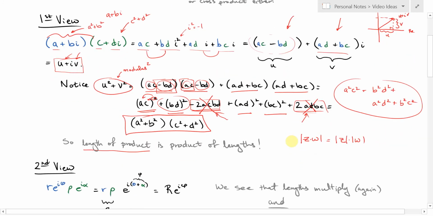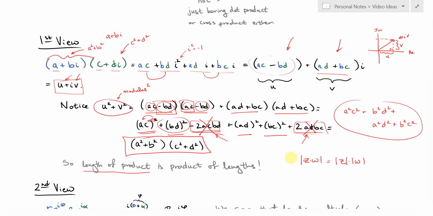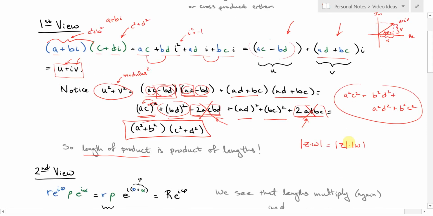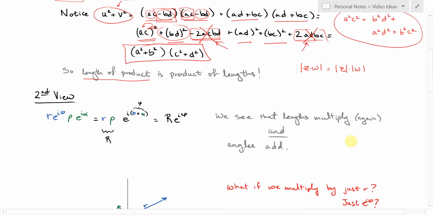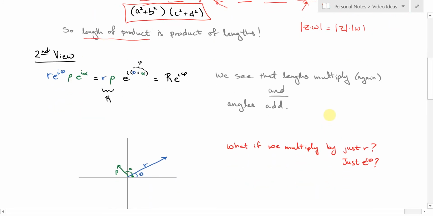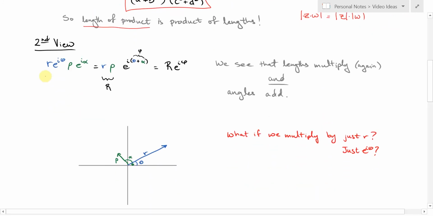Here's a second view that'll show us that not only can we figure out the length of the product after we know the lengths of the original numbers, we can actually also figure out the argument, the angle of the product right there. We can figure that out too. But this time we can look at these complex numbers in polar coordinates, right? So remember that originally we talked about polar coordinates. It shows you what the length is explicitly.